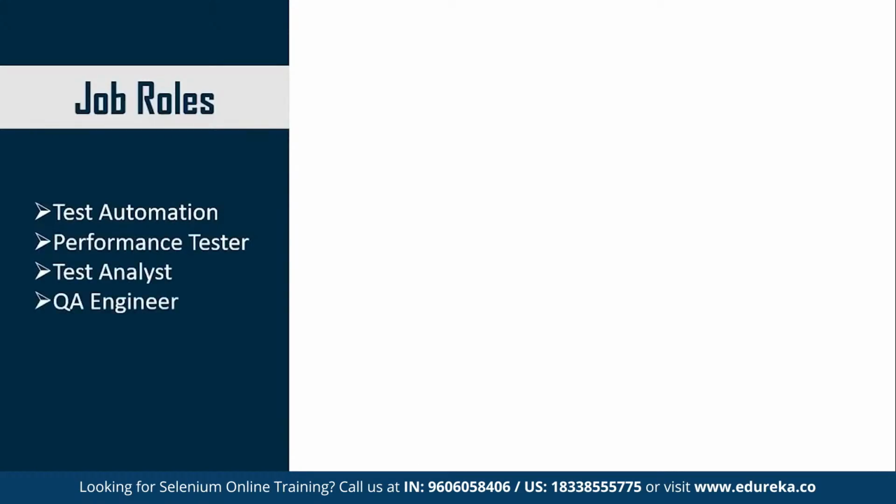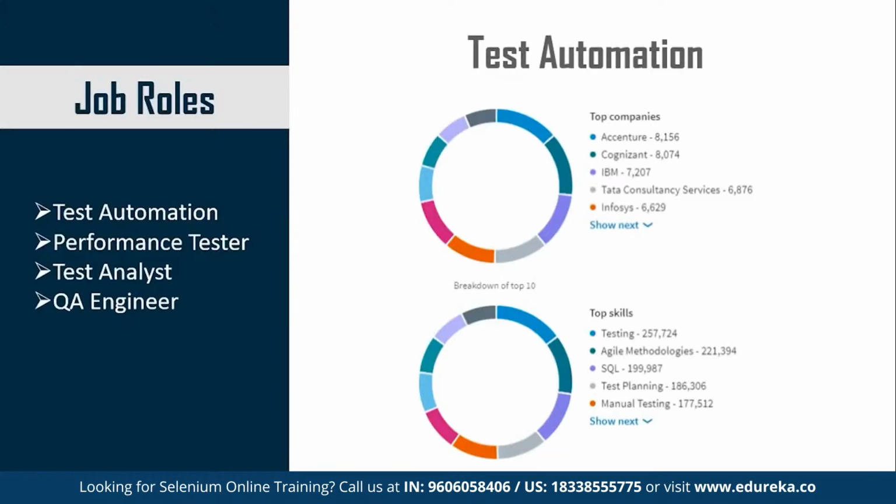So let's have a look at some of the statistics provided by LinkedIn on these top profiles. Here you can see the graph for the top companies in test automation, and some of the big names are Accenture, Cognizant, IBM, TCS, and Infosys.